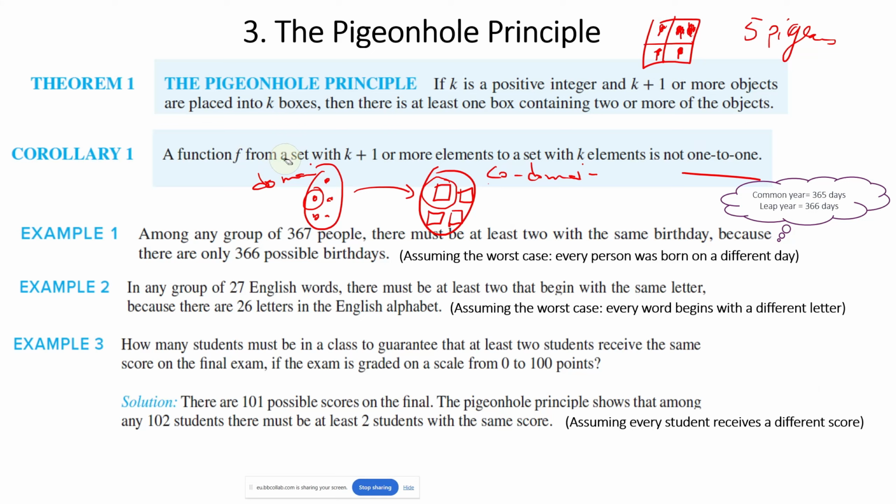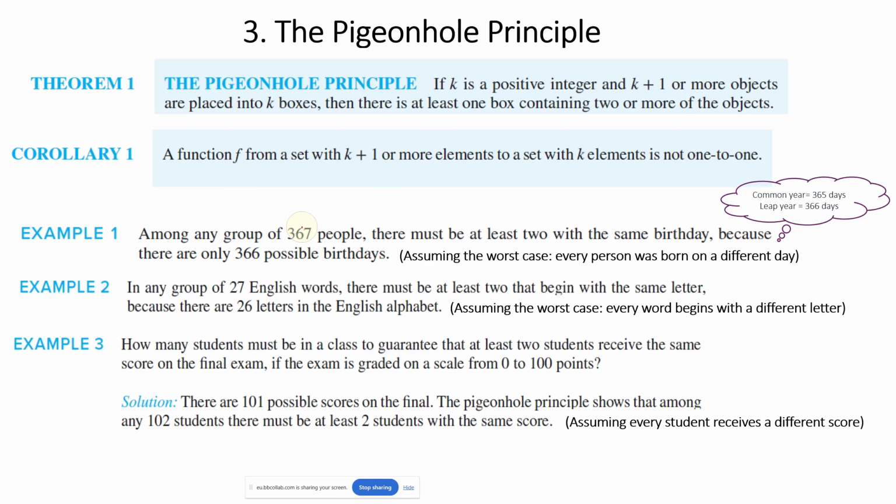So anyways, that's what it says. Because I have one extra, if I have a function that takes me from a set with k plus 1 elements to a set with k, then it's not going to be able to be one-to-one, because one-to-one means each one goes to only one. Now we're going to have one that goes to more than one. And that's the idea.